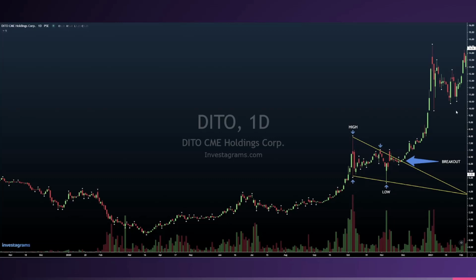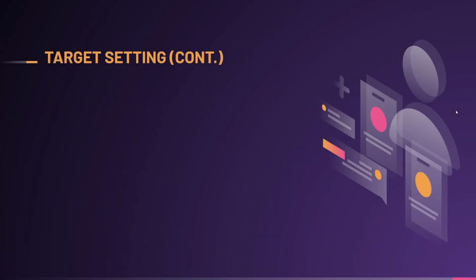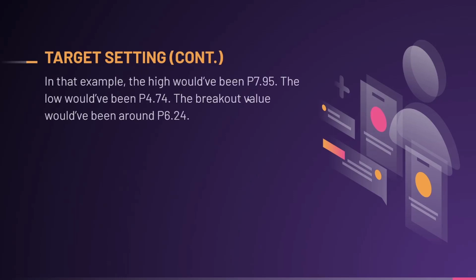Now, how did that happen? How was the target calculated? Okay? So, in that example, the high would have been 7.95 in that pattern. And then the low would have been 4.74. And then the breakout value would have been around 6.24. I say around because again, the way that we draw trend lines might differ slightly. Right? So we really need a little allowance. I don't want to insist that it should only be 6.24. It depends on how you drew your trend line.